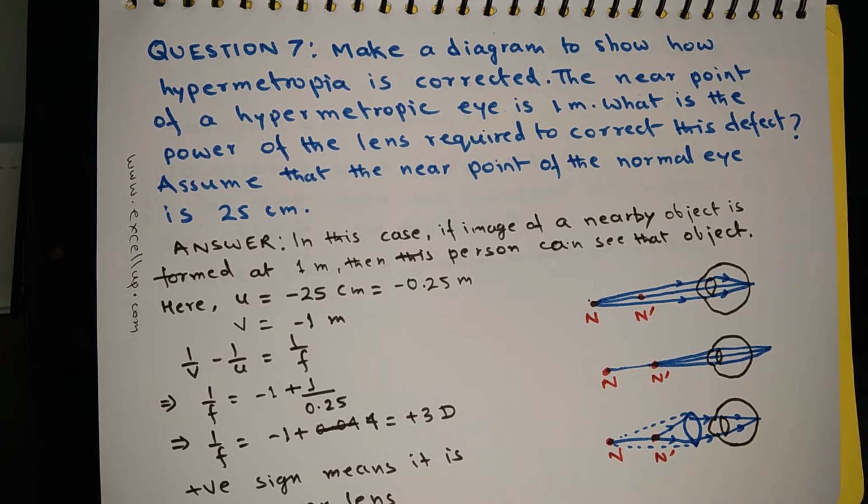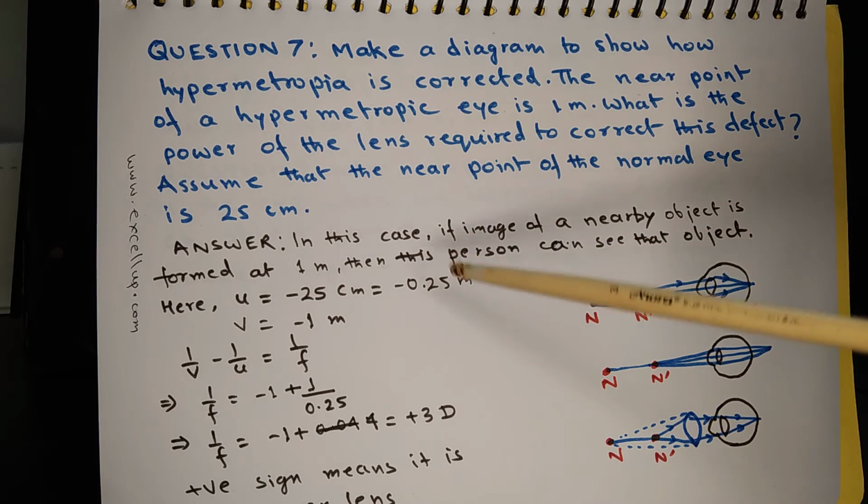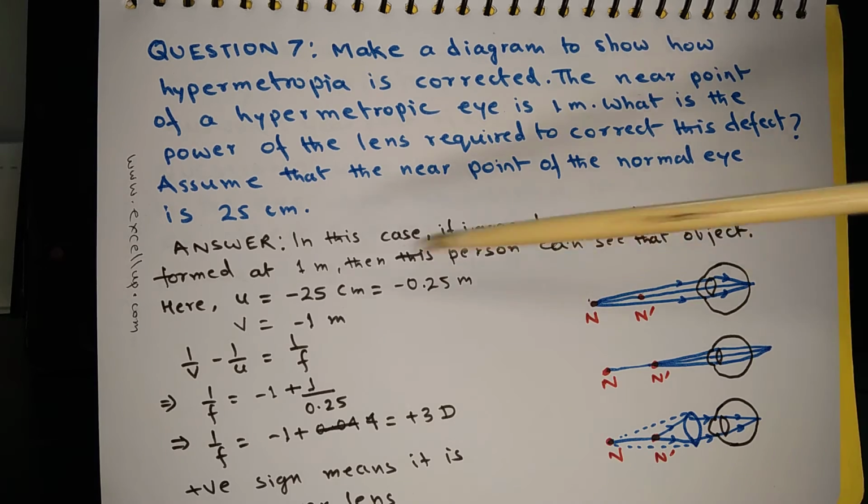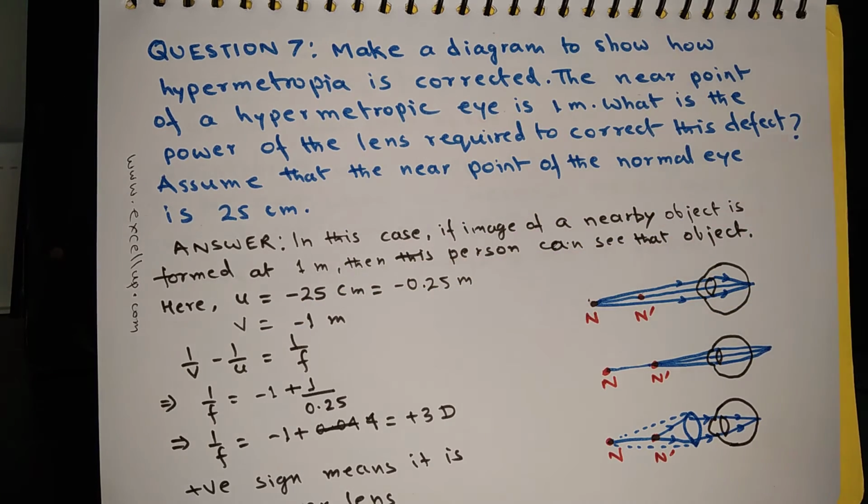So that is how this problem is rectified. So in this case, if the image of a nearby object is formed at 1 meter, then this person can see that object clearly. So here u is equal to minus 25 centimeter is equal to minus 0.25 meter, that is the normal near point, and v is equal to minus 1 meter. So this is the near point of the defective eye.